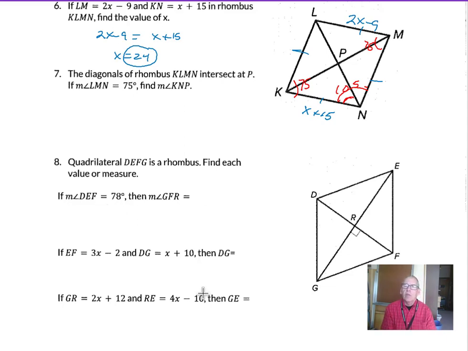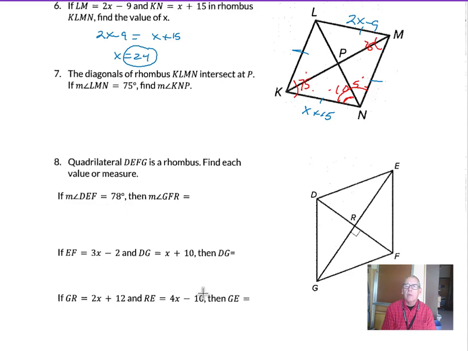So the diagonals bisect. So each one of these angles is going to be half of 75, 37 and a half. This is going to be 37 and a half, 37 and a half. This is going to be 37 and a half. And this is going to be 37 and a half. So we really, without doing any math, the diagonals bisect the vertex angles. This is a 75, this is a 75, this is 105.